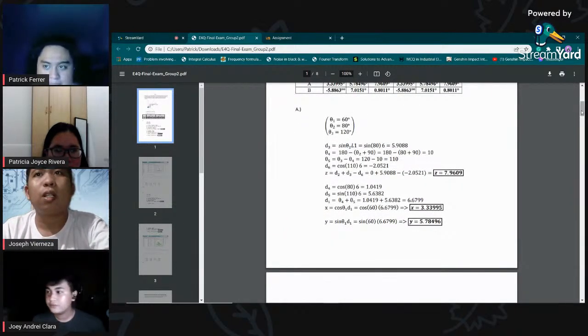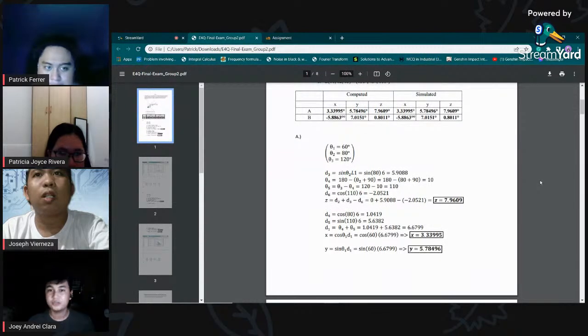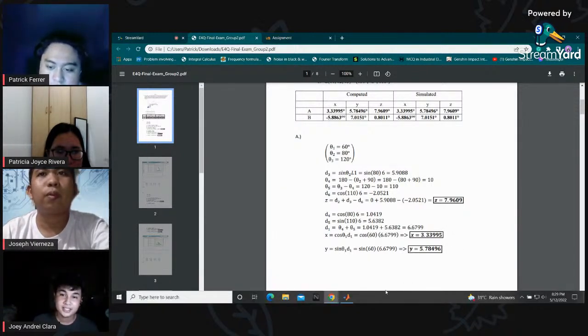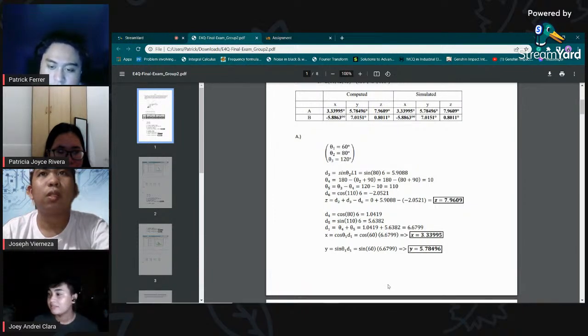So the computation for A is shown on the screen. So I will discuss the final answer only. So for the letter A, X is 3.33995. The Y is 5.78496. And lastly, the Z is 7.909609. That's for the computed value.